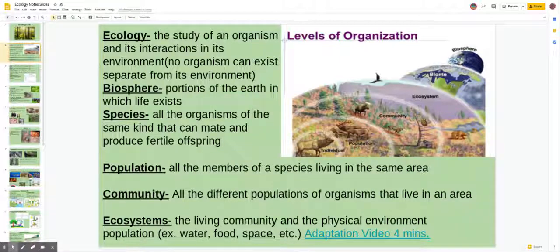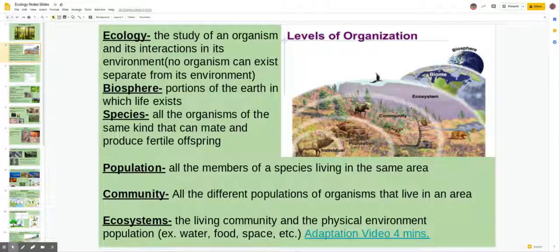The biosphere is the portion of the earth where all life exists. It is the entire planet and where there is living organisms. There are layers to this biosphere, levels of complexity. So we have some vocabulary in here that you're going to need to understand.